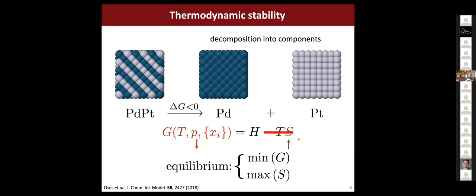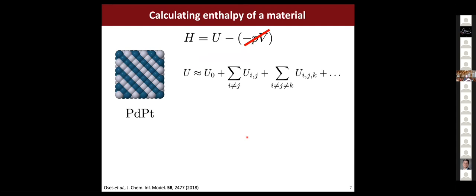For the focus of this talk, we're going to hone in on just the enthalpy of the system, the ordering of the system, that component of this equation. We're not going to incorporate disorder. So we're just going to focus on the enthalpy. So how do we calculate the enthalpy of a material?